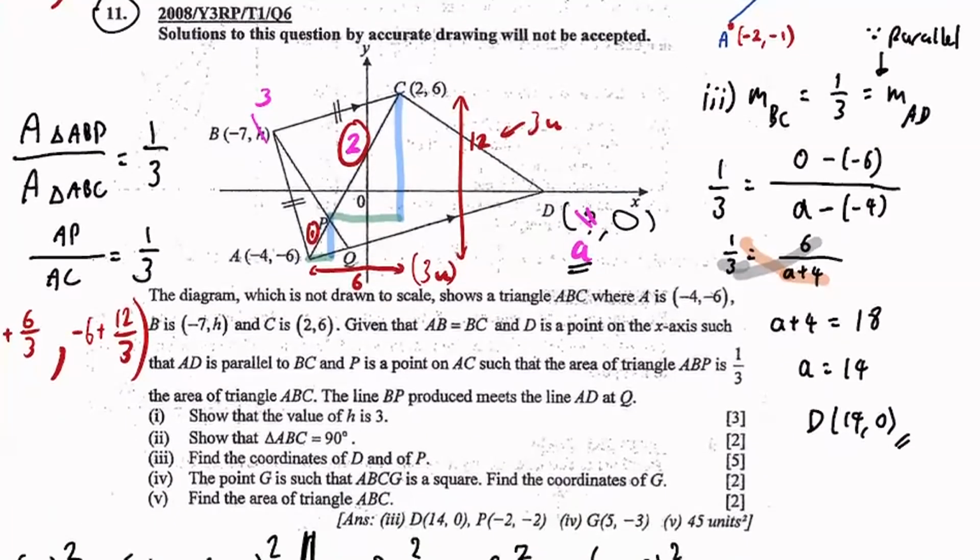Part 4. The point G is such that ABCG is a square. Where's ABCG? ABC is here. Where's G? Must be here, right? Can see the square? Okay, very good. So we want to find this point G. Let's just mark a point like that. What's the coordinates of G? Okay, I need to change color. G question mark, comma, question mark.